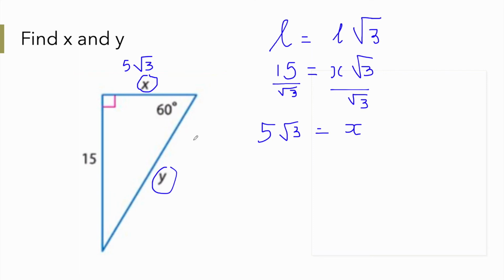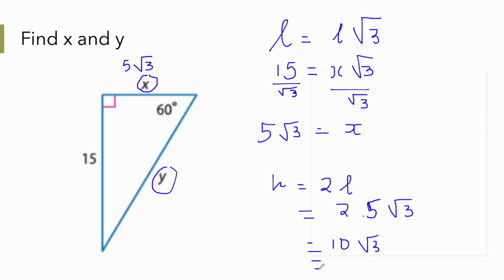Now let's come to the y value. The y value is given by h is equal to 2l. So what is our l, which is the x? It is equal to 2 times 5 root 3. Okay, so what is 2 times 5 root 3? This will give us 10 root 3, which is about 17.